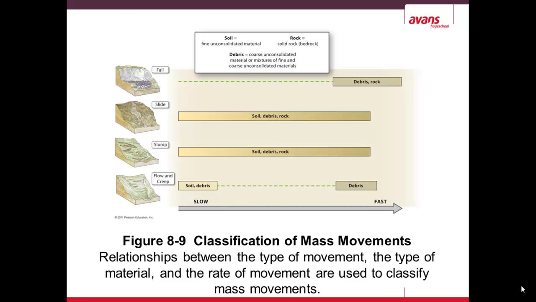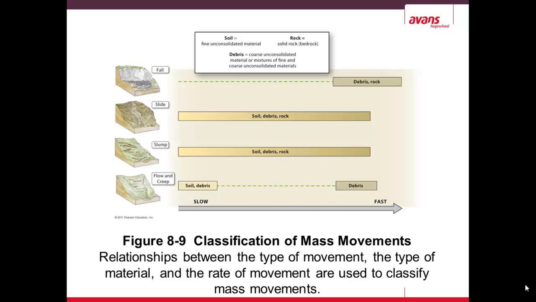Here's a figure showing all four types, including the two types we already spoke of, and also two types we'll be speaking of soon. In the top, you see the fall, which is, like I mentioned, very quick. And as you see, it's on the very far right-hand side, so it's very quick, and involves debris and rock. The slide can go anywhere along the slow-fast continuum, but it also includes soil, debris, and rock. A slump we will talk about soon.